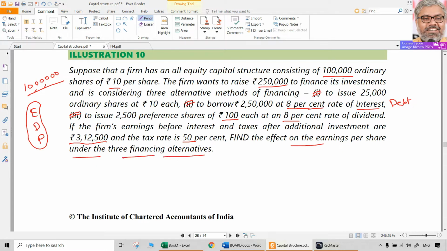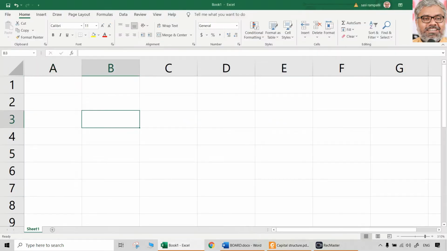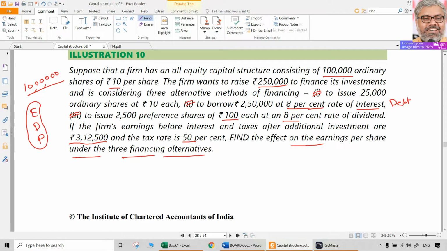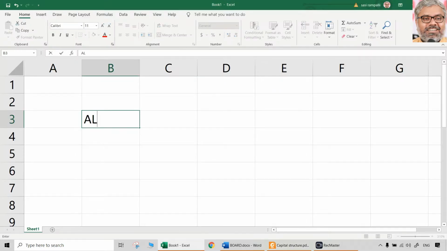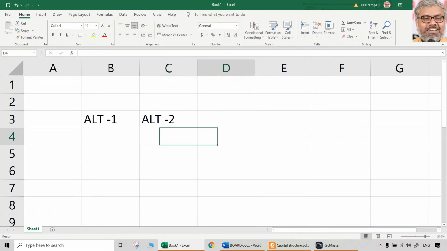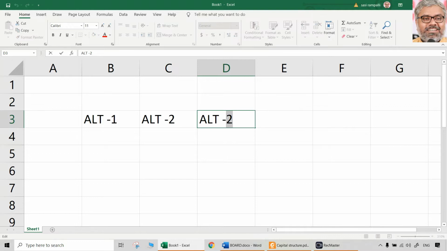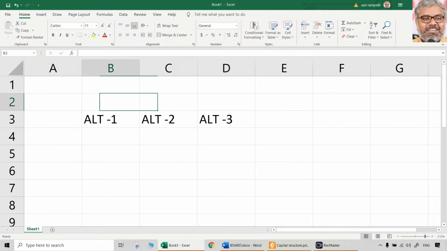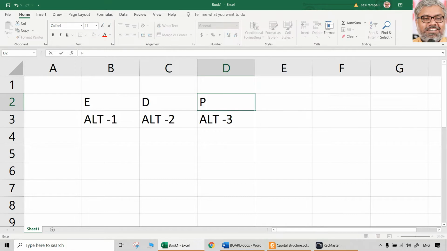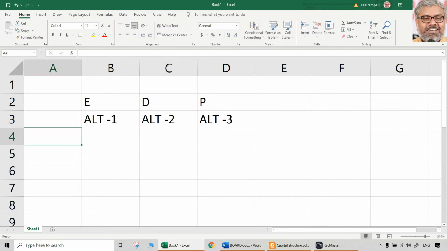That is the question. So of course, in examination, you have to put a proper heading, statement showing evaluation of 3 financing alternatives. Alternative 1, which is equity. Alternative 2, which is debt. Alternative 3, which is preference shares. You have to write that clearly. This is equity alternative, this is debt alternative, this is preference shares alternative. So first thing first, we have to start with EBIT.